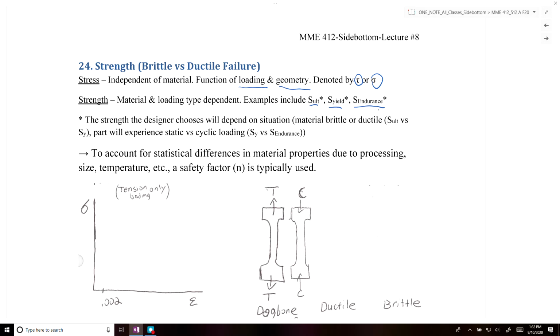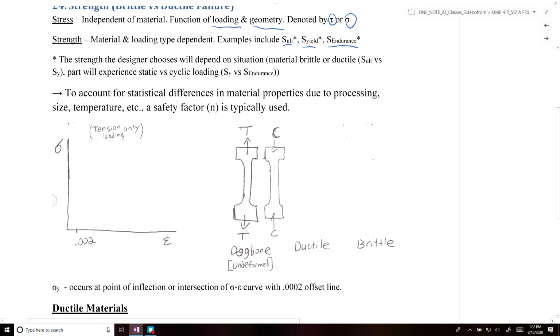So to determine the strength of materials, typically you would do a dog bone test in tension, or you could do a dog bone test in compression. Very broadly, you can characterize these materials as either being ductile or brittle.